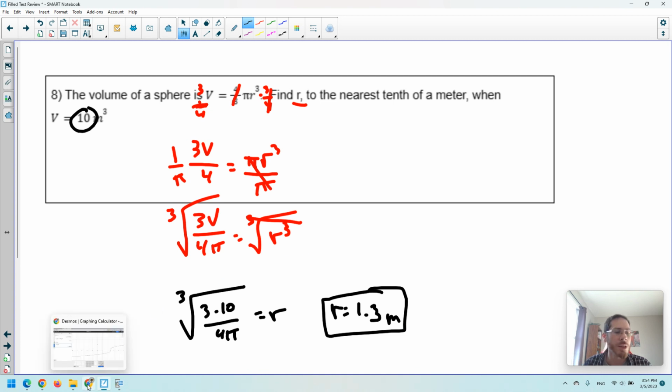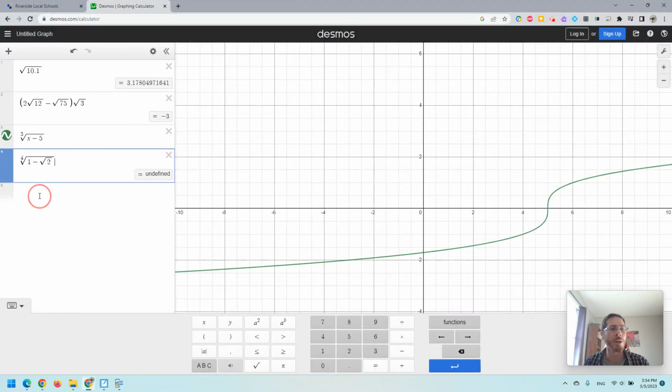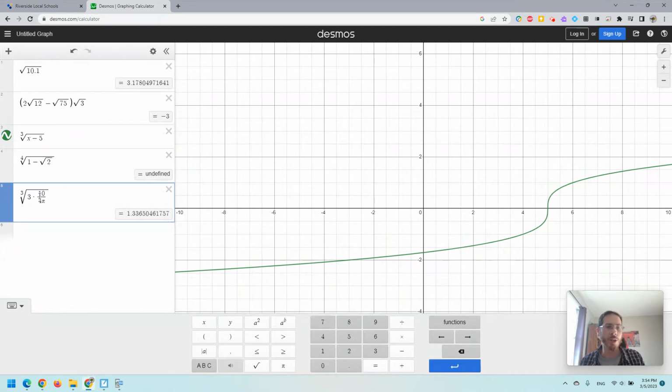We can do the same thing in Desmos. We can go ahead and type that in. This is going to be a cube root of 3 times 10 over 4 pi. We can see we get 1.336, the exact same answer.